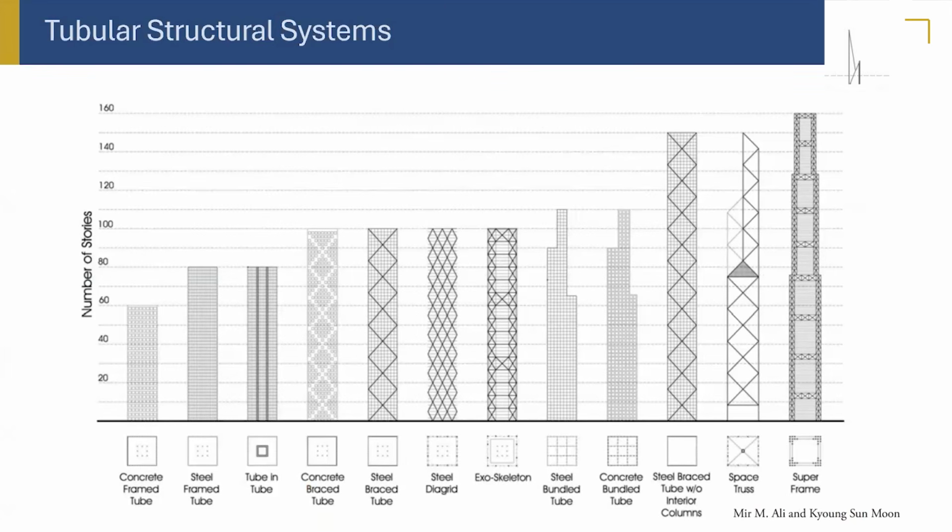This is more correct than the previous figure, because you can see here, this is a concrete frame tube, then steel frame tube, the tube in tube, and then concrete brace tube, then steel brace tube, steel diagrid, and then exoskeleton that I mentioned to you, mega frame concept, and so on and so forth. So this is the final one, the super frame or the mega frame concept that we present.